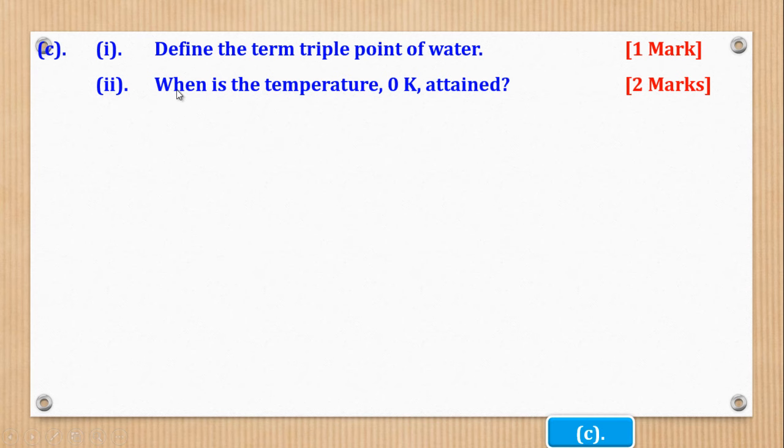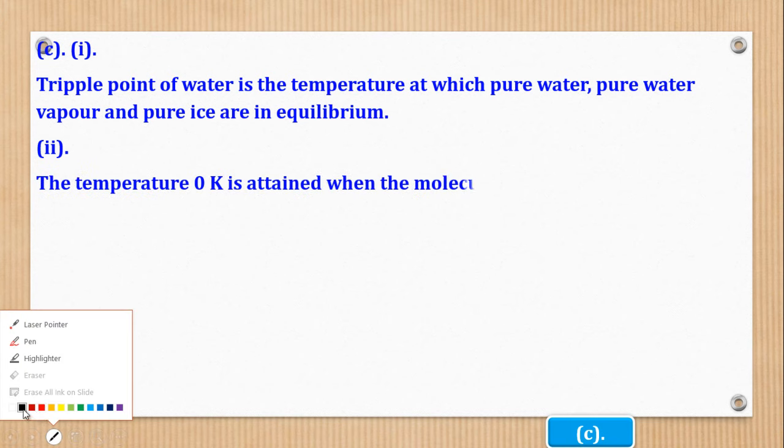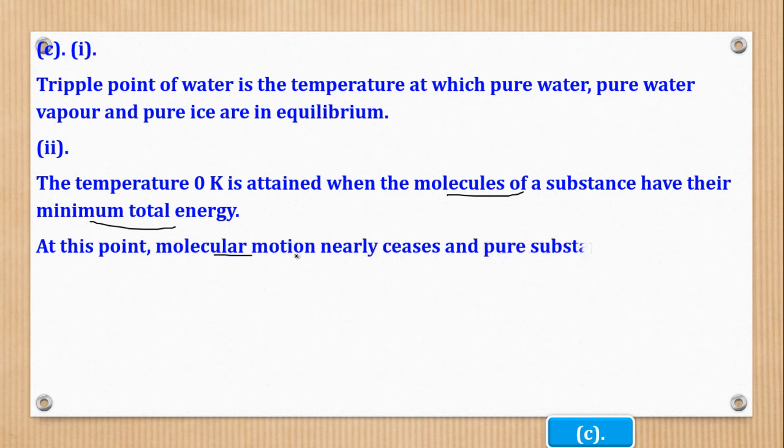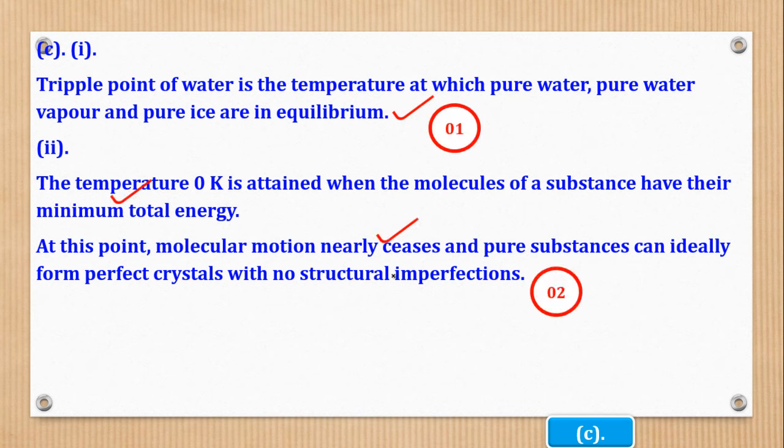Then Roman 2, when is the temperature 0 Kelvin attained? So 0 Kelvin is attained when molecules of a substance have their minimum total energy. At that point, molecular motion nearly ceases or stops, and pure substances can ideally form perfect crystals with no structural imperfections. And basically that's what they wanted.